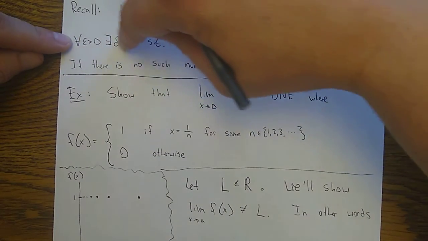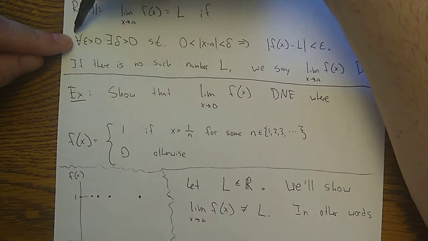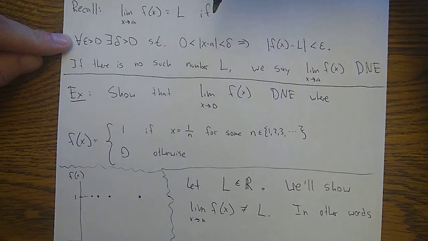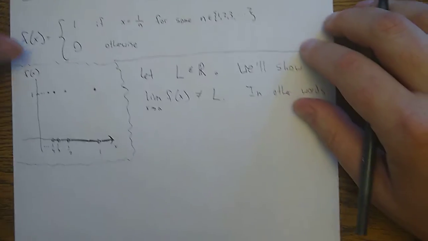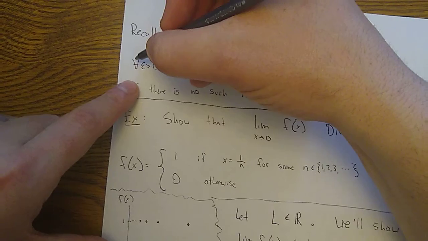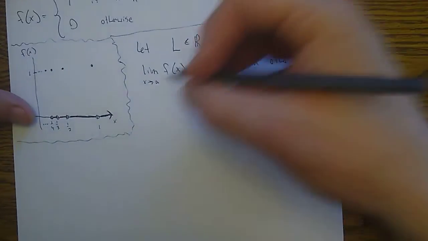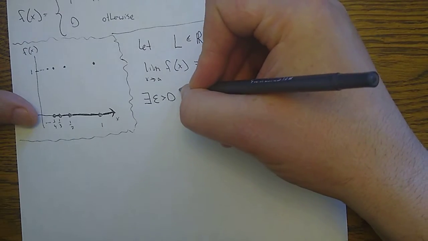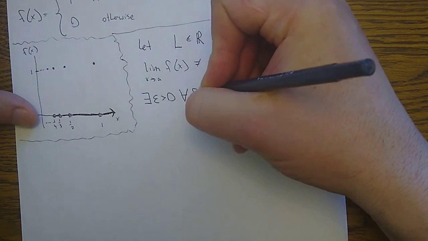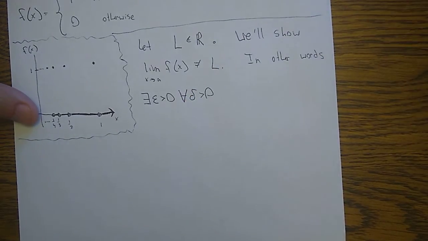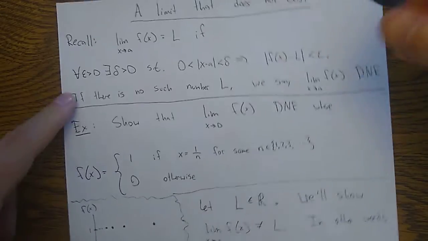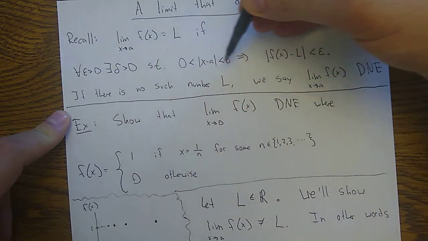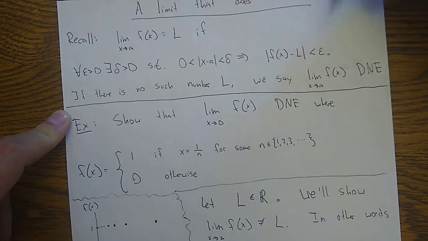So how do I negate a statement like this? I have a for all, and there exists, and remember how negating these things works. It changes for all to there exists. So there exists epsilon greater than 0, such that for all delta greater than 0. So I changed this one, and I changed this one, and then I negate the statement inside.